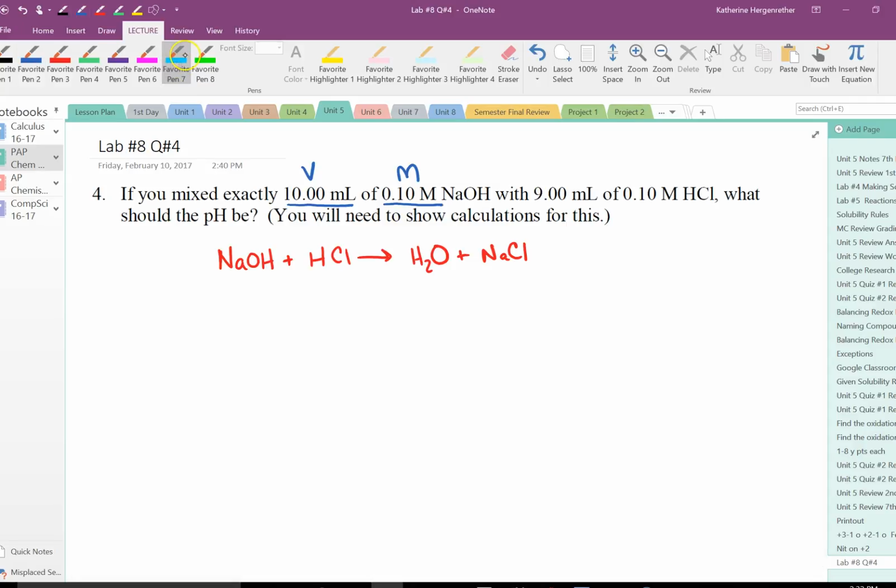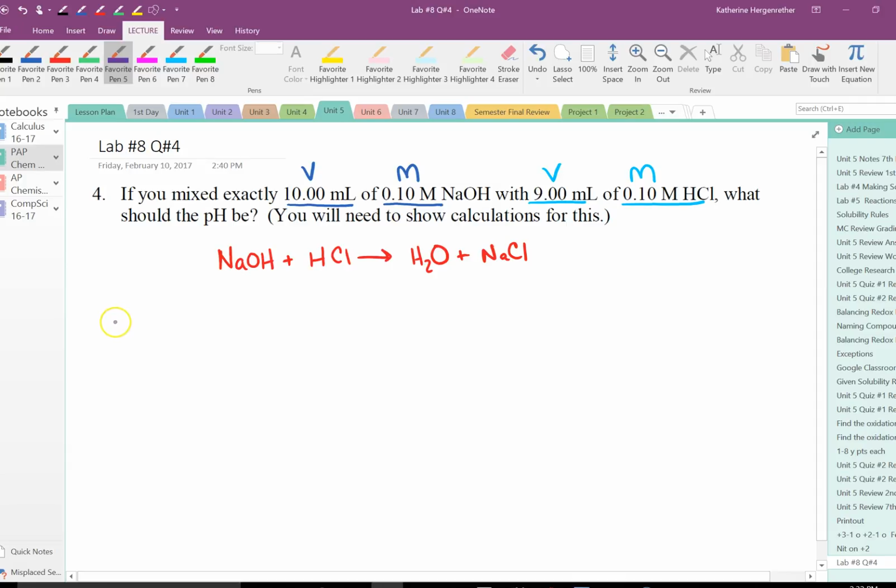Then we also see that we had 9 milliliters of 0.1 molar hydrochloric acid, and we can also go see how much hydrochloric acid we had. Now you should be able to see just from looking at that we had more sodium hydroxide than hydrochloric acid, and so we had an excess of the sodium hydroxide. Your pH should have been a basic pH when you mix these two things together, because you had excess of the base when you're controlling this reaction. But we're going to look at the actual numbers.